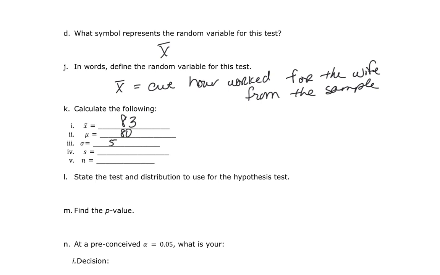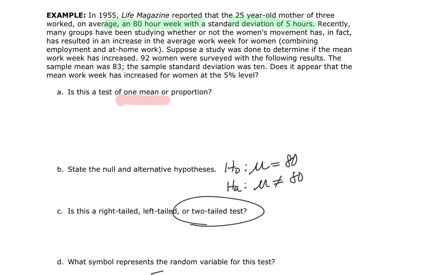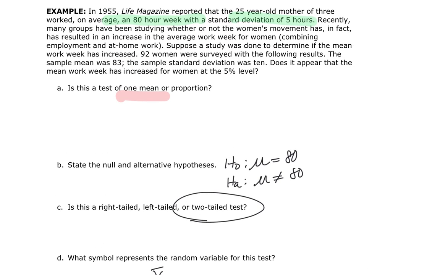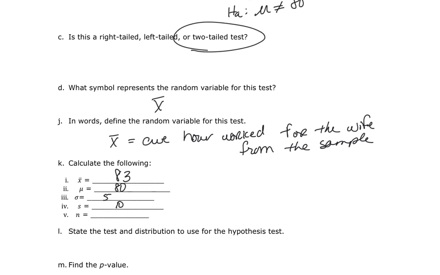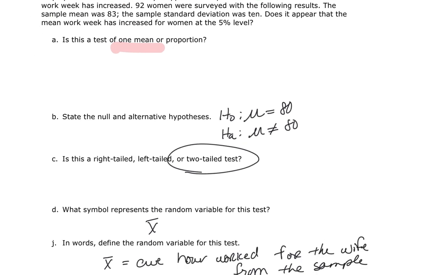My standard deviation, S, for the sample was 10, and my N was, what did I have up above? I want to make sure I have that. 92, right? Let me make sure: 92, 83, and what did I have for the standard deviation S? 10. Okay. So that was 10, and I had 92 women.